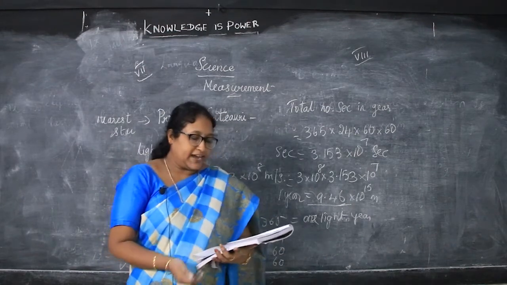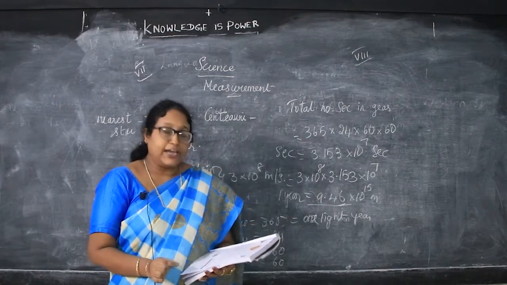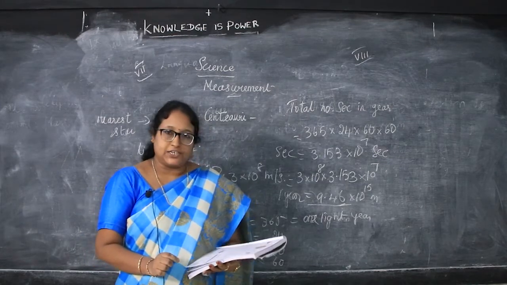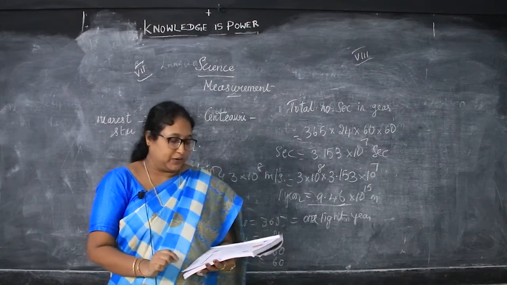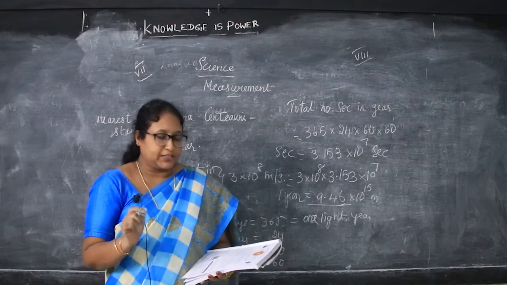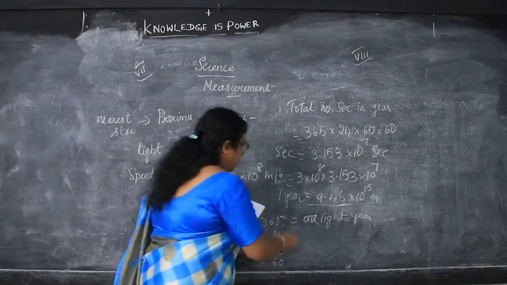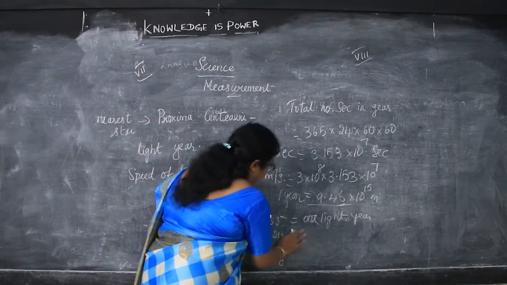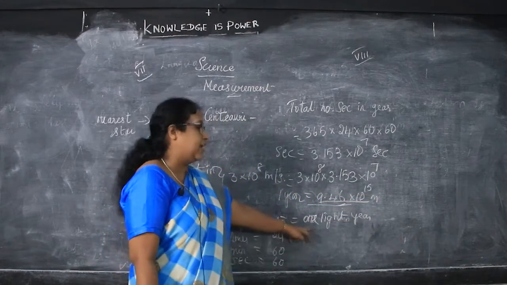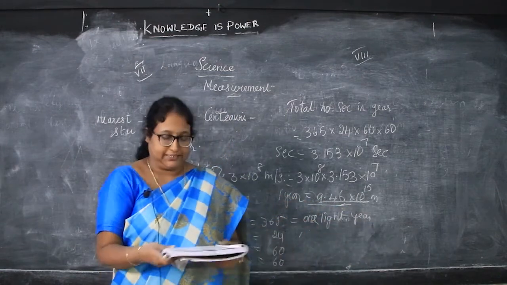Now, 1 light year is defined as the distance travelled by light in vacuum during the period of 1 year. So what is the answer for 1 light year? 9.46 into 10 to the power of 15 meters.